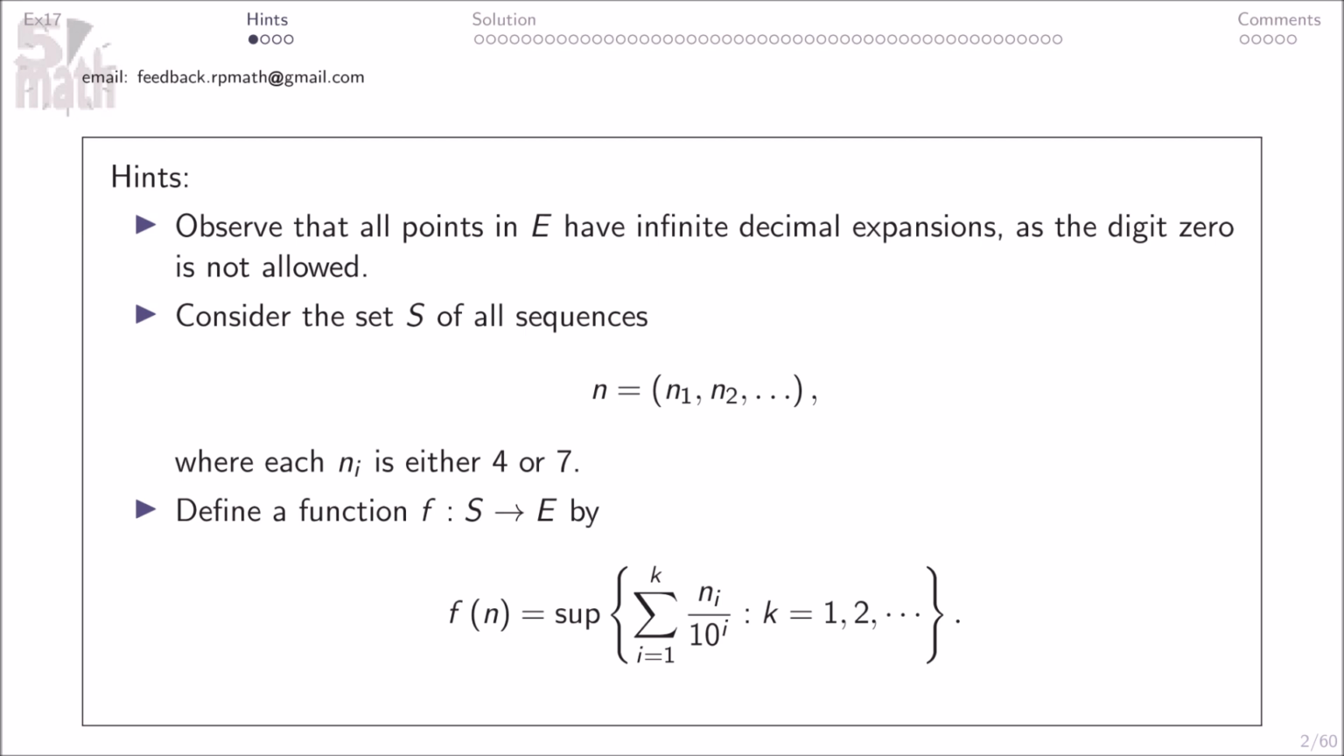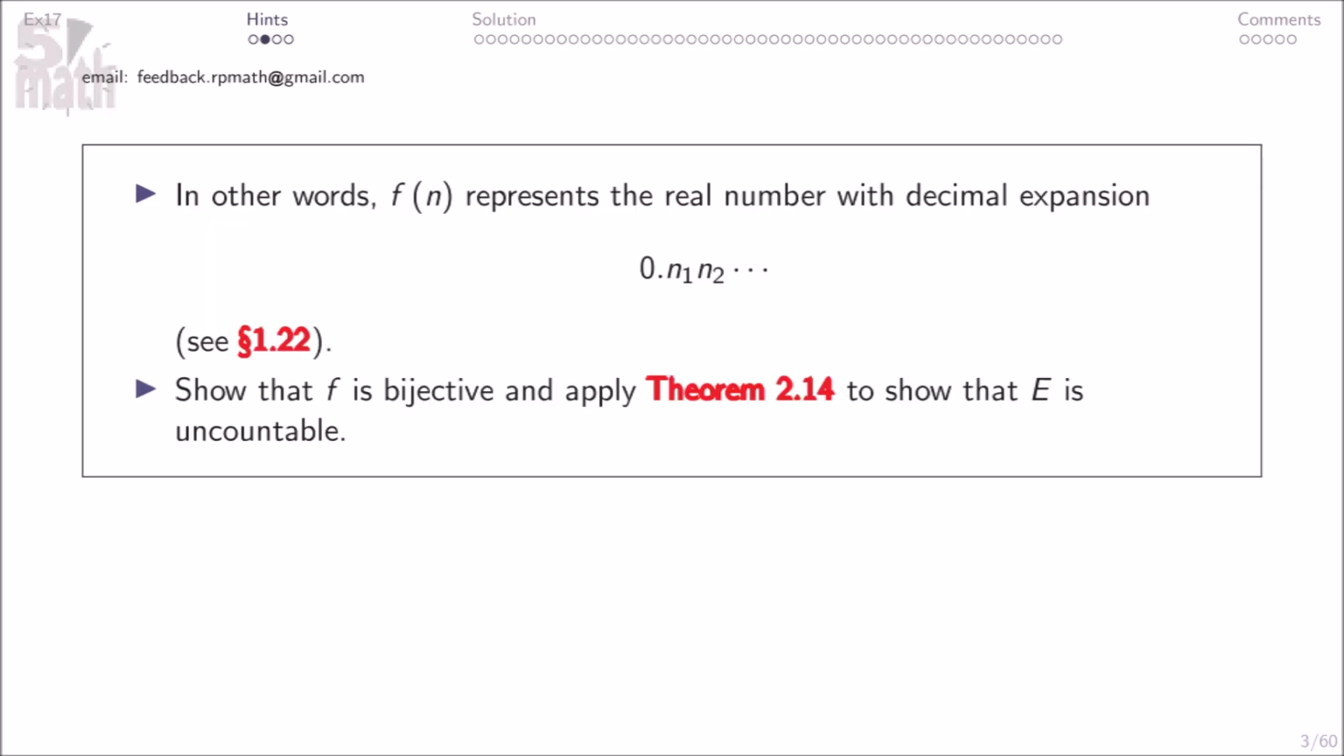Consider the set S of all sequences n, where each n_i is either 4 or 7. Define a function f by f of n equals the supremum of this. In other words, f of n represents the real number with decimal expansion here. See section 122. Show that f is bijective and apply theorem 214 to show that E is uncountable.